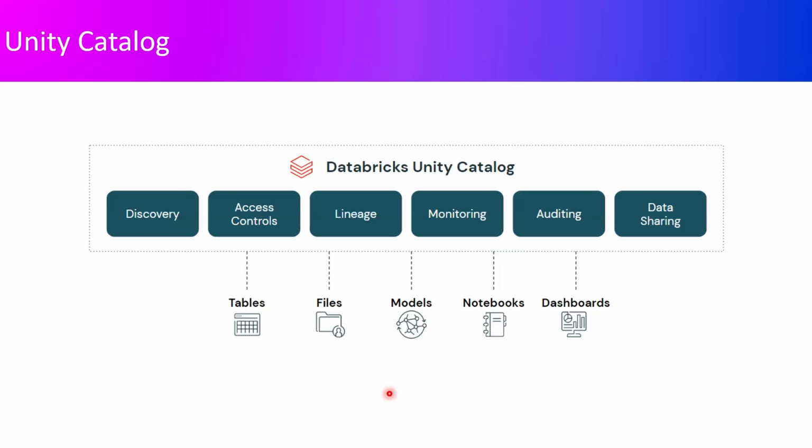Unity Catalog solves this by giving you one unified governance layer. With Unity Catalog, you can manage access and permissions at multiple levels, not just at a table level, but even at a column level, like masking customer name, or row level, like restricting certain geographies. This means you can safely share data without overexposing it.